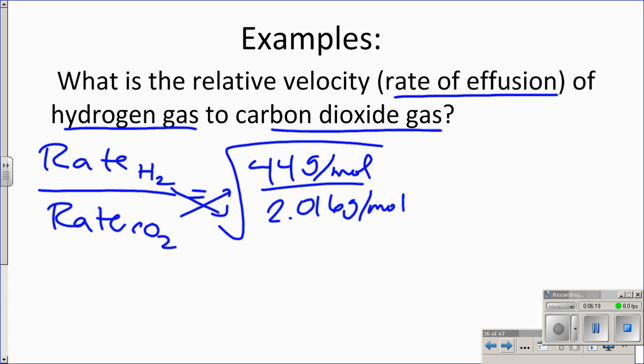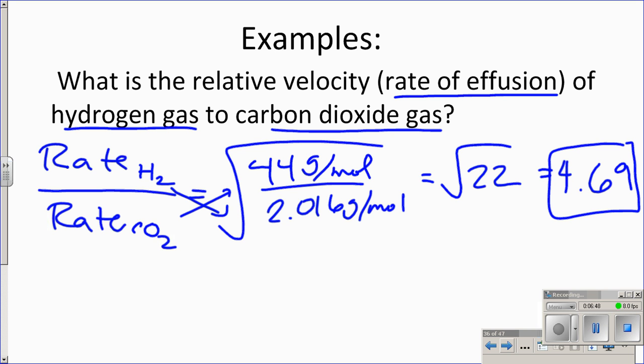Okay, so let's simplify here. The rate is equal to the square root of what? What's 44 over 2? 22. So basically the rate is equal to the square root of 22, which is 4.69. There you go.